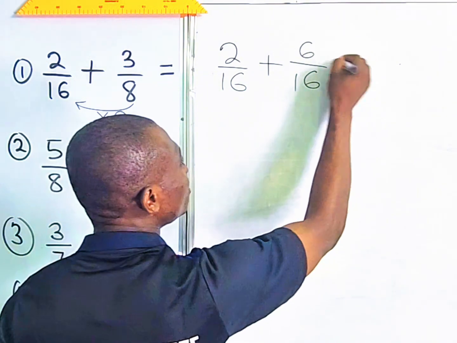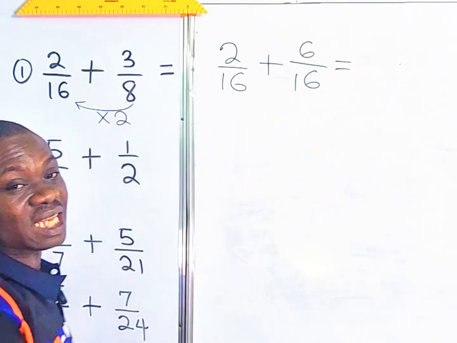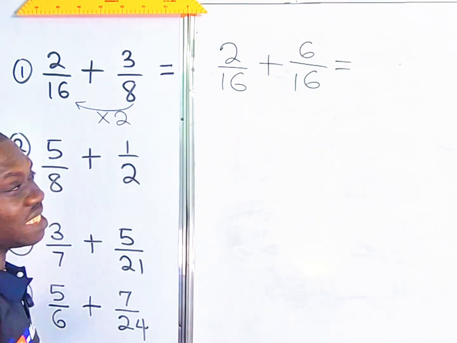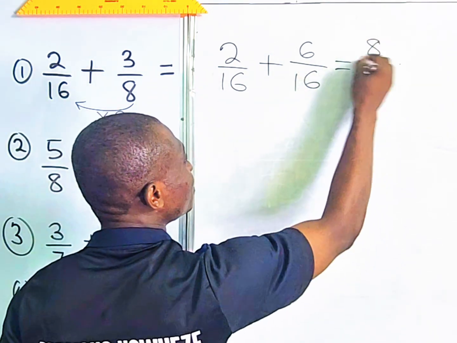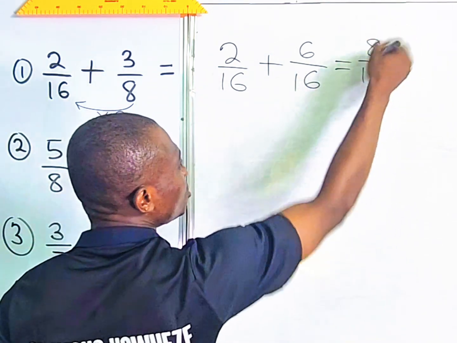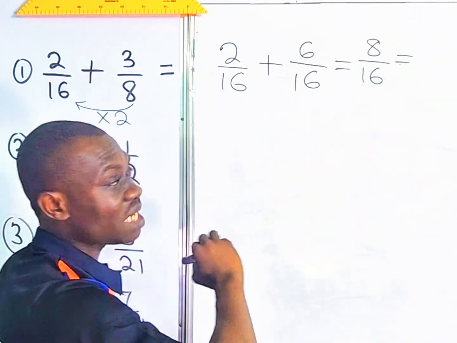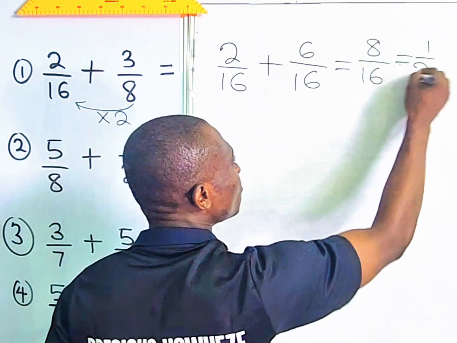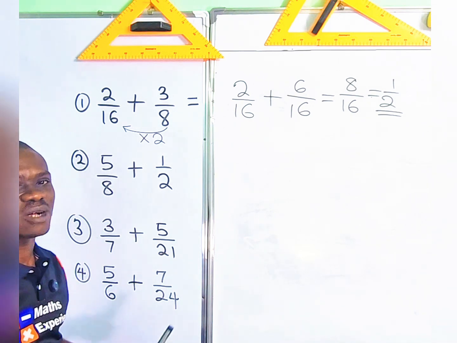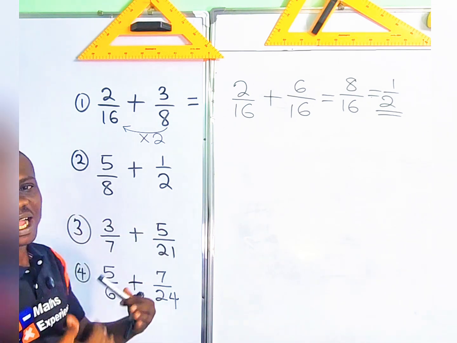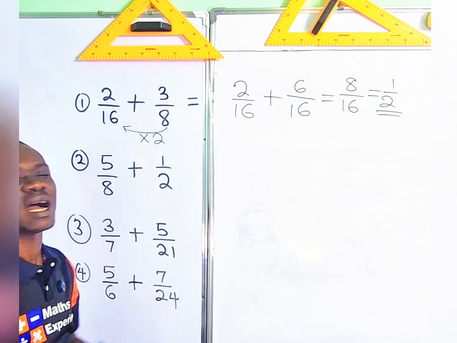And that is going to easily give me, immediately once the denominators are the same, you just add the numerators, and that's going to be 8 all over 16, which you can now reduce to the lowest term, and that is 1 over 2 as your solution. So you don't have to look for the LCM and then divide and multiply before adding.